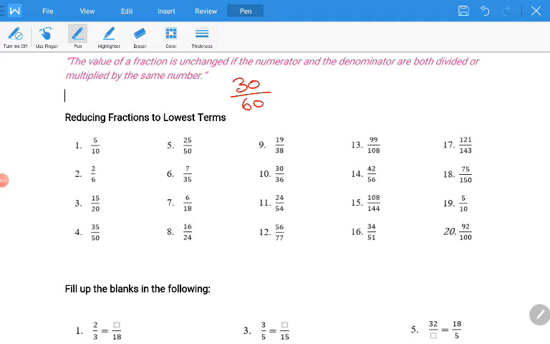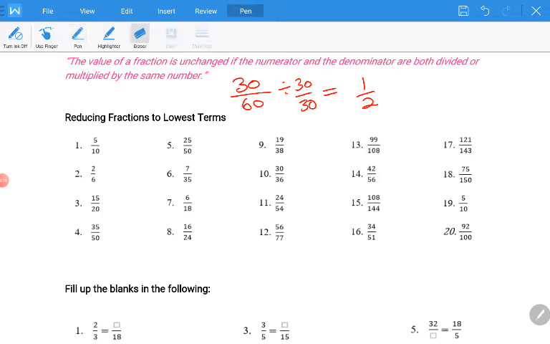So to reduce this to its lowest term, we divide by the highest common factor. In this case, the highest common factor is 30. So if we divide by 30/30, we will say 30 into 30, that's 1. 30 into 60, that's 2. So in reduced form, the answer is 1/2.